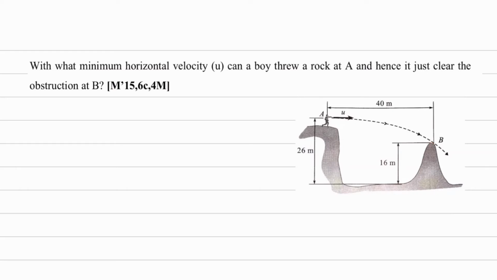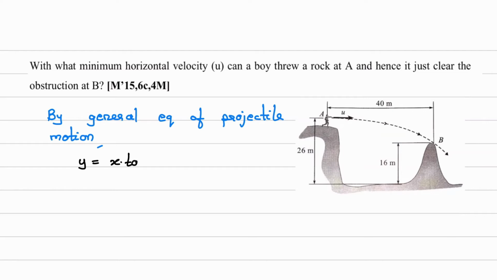Now this can be solved by basic methods as we had seen in the previous numerical, or we can also use the general equation of projectile motion. So one example we will solve by the general equation of projectile motion. So I'll write down, by the general equation of projectile motion, what is that equation? y is equal to x tan theta minus g x square upon 2u square into bracket 1 plus tan square theta. This equation we had derived in the last lecture.